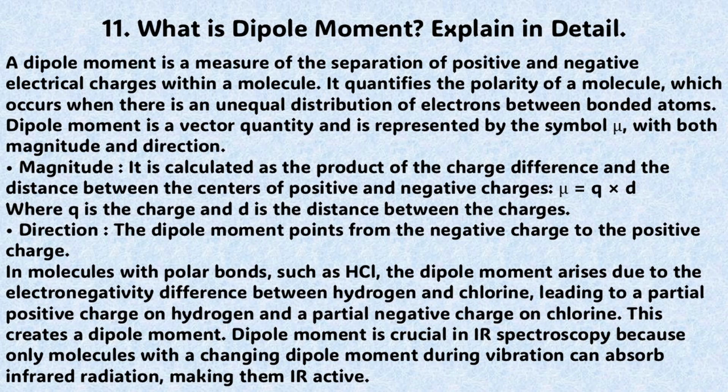In molecules with polar bonds, such as HCl, the dipole moment arises due to the electronegativity difference between hydrogen and chlorine, leading to a partial positive charge on hydrogen and a partial negative charge on chlorine. This creates a dipole moment. Dipole moment is crucial in infrared spectroscopy because only molecules with a changing dipole moment during vibration can absorb infrared radiation, making them infrared active.